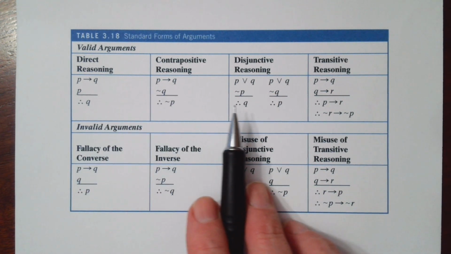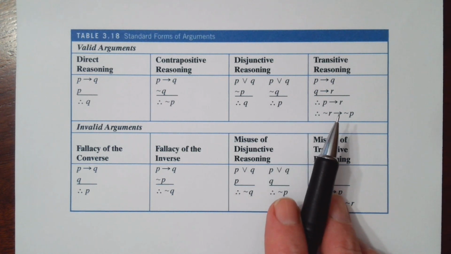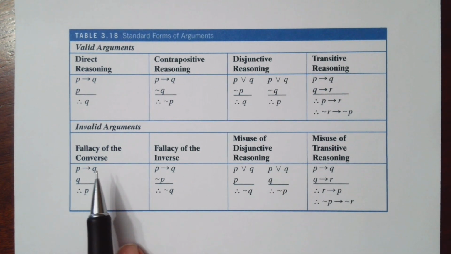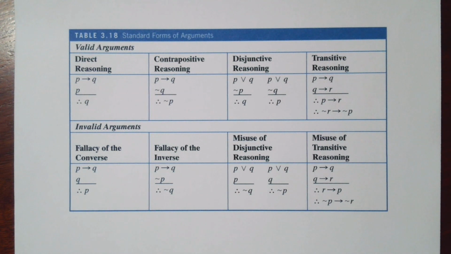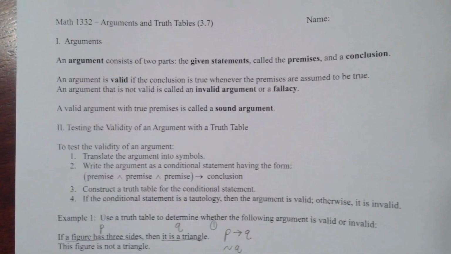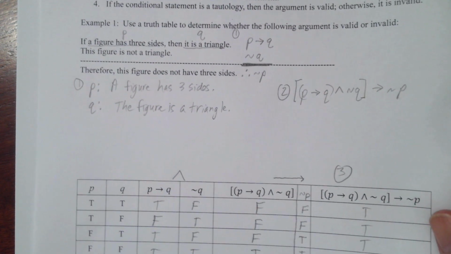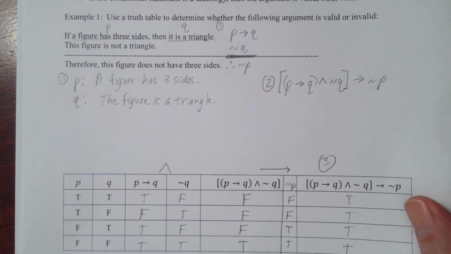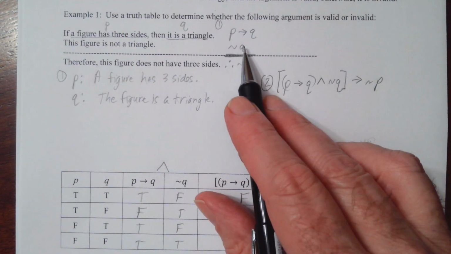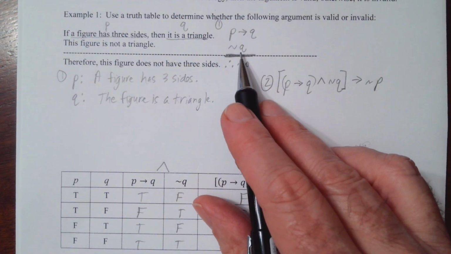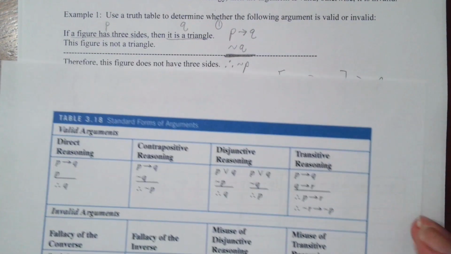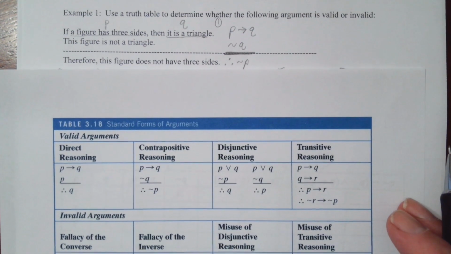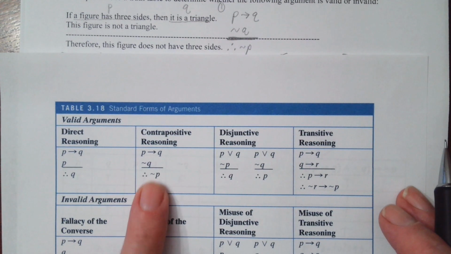So these are all examples of standard forms of valid arguments, and here's standard forms of invalid arguments. And so let's go ahead and look at the ones we were doing, and let's see which of these we could have done just using this table we have. So here we had P implies Q, not Q, therefore not P. So let's see if we have that on our list.